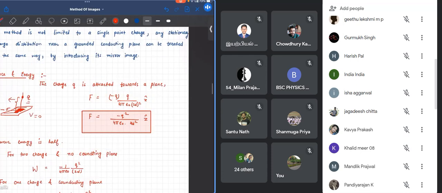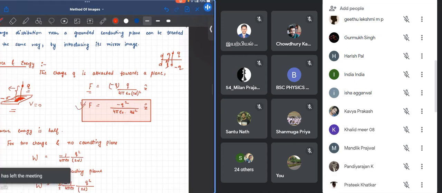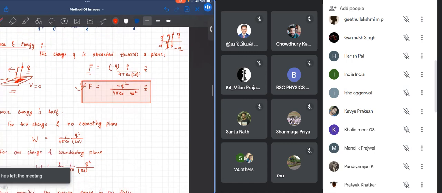Since we can solve this problem by taking a plus q and a minus q charge placed at a distance 2d, one d here and the other d here, we can just calculate using Coulomb's law. Two charges placed at a distance 2d. So this is going to be your force. Everything is the same for this picture and for this picture, except the energy.